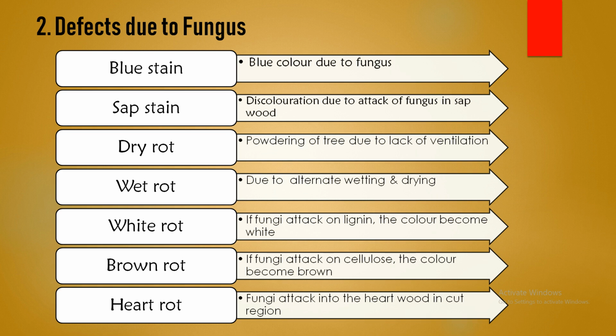The next is the brown rot, which is just the opposite of the white rot. That means if the fungus attacks the cellulose, having a white color, the color becomes brown. That defect is called brown rot. And the last defect due to fungus is heart rot. Heart rot is the attack of fungus into the heartwood in a cut region. If you cut the tree in some parts, the fungus attacks the heartwood. That defect is called heart rot.